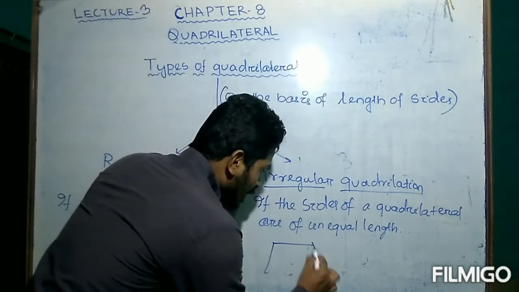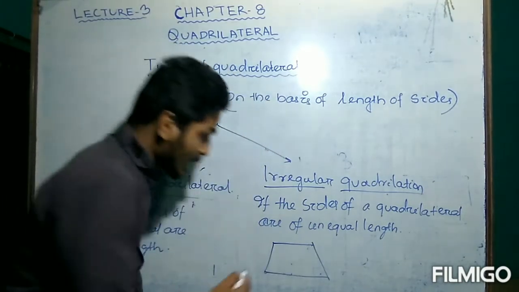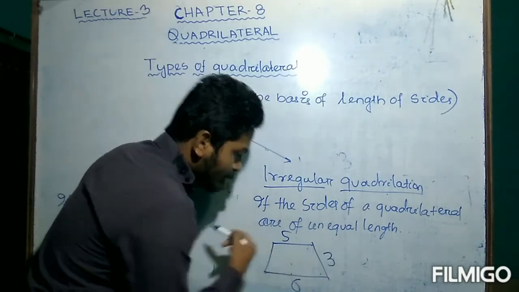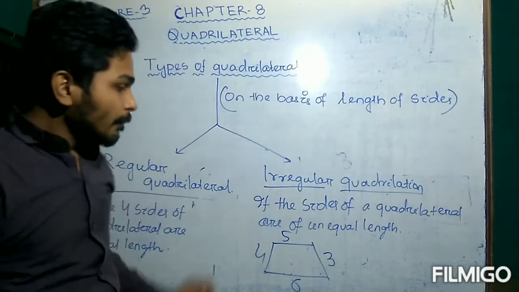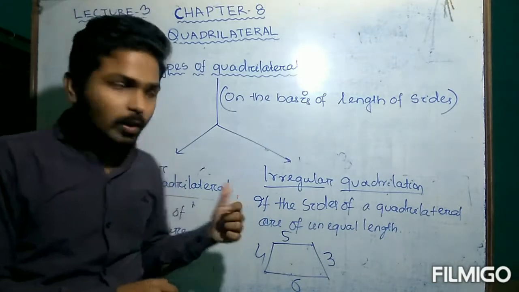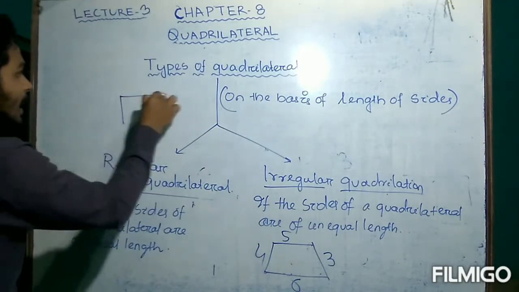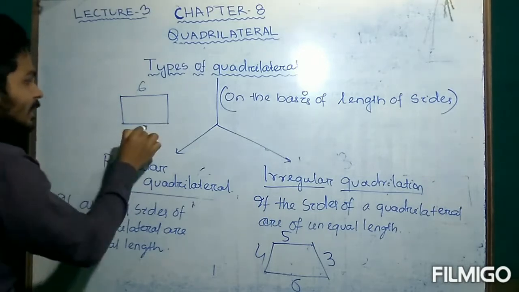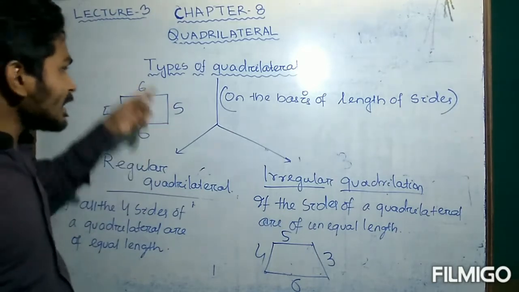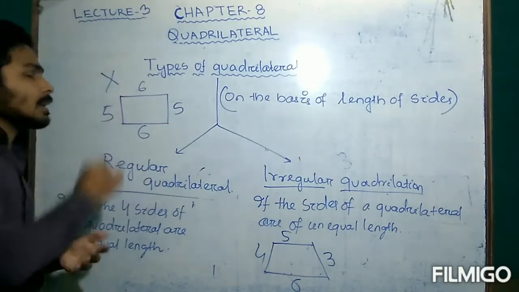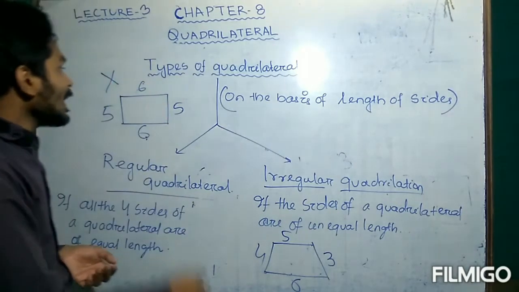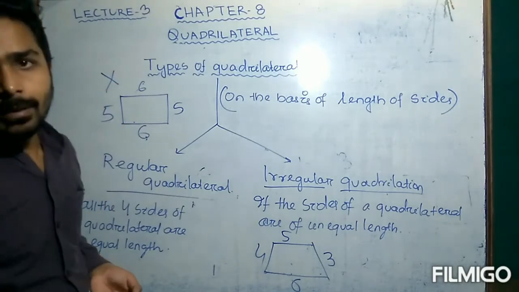Here the sides are of different length. Okay, for example, if it is 5 cm, then it should not be 5, it must be 3, it must be 6, it must be 4. But the condition is that in regular quadrilateral, all the four sides must be equal, not only the opposite side. Like this, if there is a quadrilateral, this side is 6, this side is 6, this side is 5, this side is 5, then you can't say it is a regular quadrilateral. No, it is not a regular quadrilateral. Though their opposite sides are equal, it is an irregular quadrilateral.